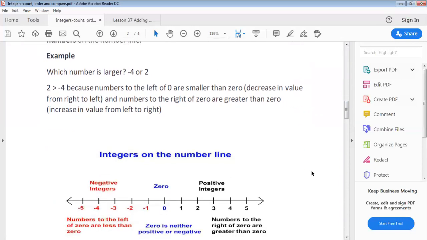If we place those numbers on a number line, we can see that positive 2 is to the right of 0. So numbers to the right of 0 are positive. The numbers are increasing from left to right. If we look at the position of negative 4, it is to the left of 0. So numbers are decreasing from right to left. They are becoming smaller in value.